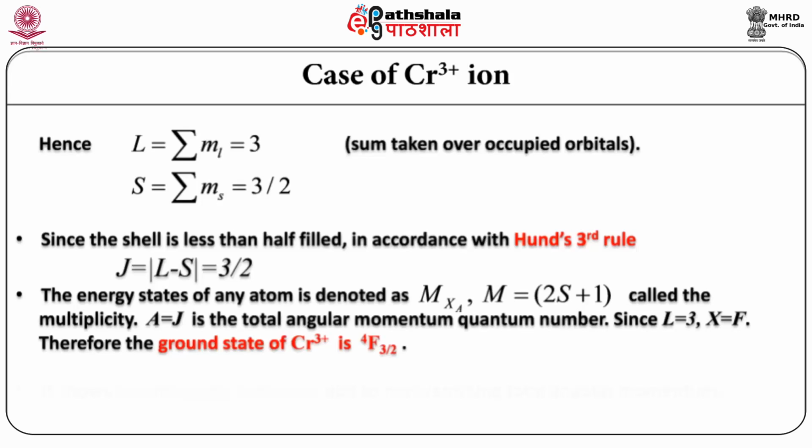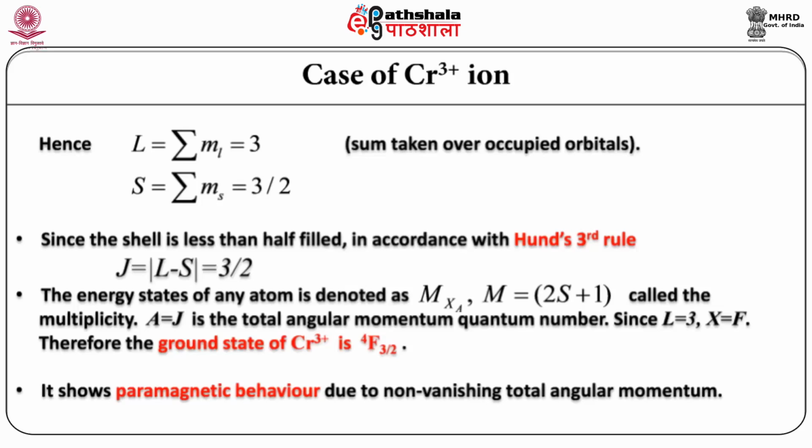The energy states of any atom are denoted by, let us say, M X subscript A, where capital M is 2S plus 1, called the multiplicity, and A equal to J is the total angular momentum quantum number. Now, since L is equal to 3, X equal to F. Therefore, the ground state of chromium 3 plus is 4F 3 by 2. So, this basically tells us that it shows a paramagnetic behavior due to the non-vanishing total angular momentum.